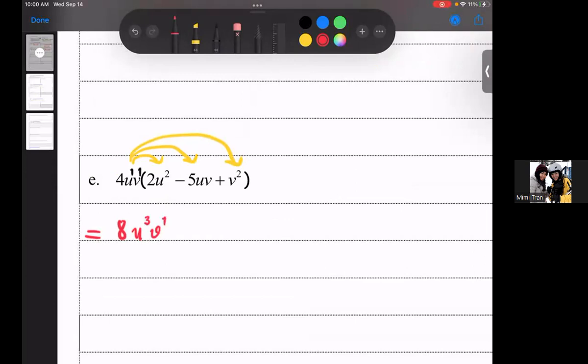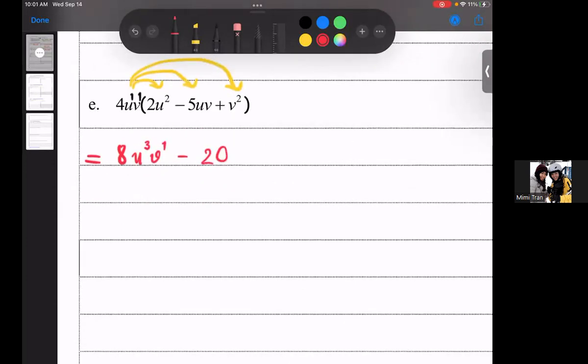4 times negative 5, that's negative 20. U to the first times U to the first is U squared. And then V to the first times V to the first is V squared. And then the last one, there's no number. So basically like 1 here, right? 4 times 1 is still 4. So positive 4. U to the first is U to the first, because I don't have anything to multiply it with. And V to the first times V squared is V cubed.